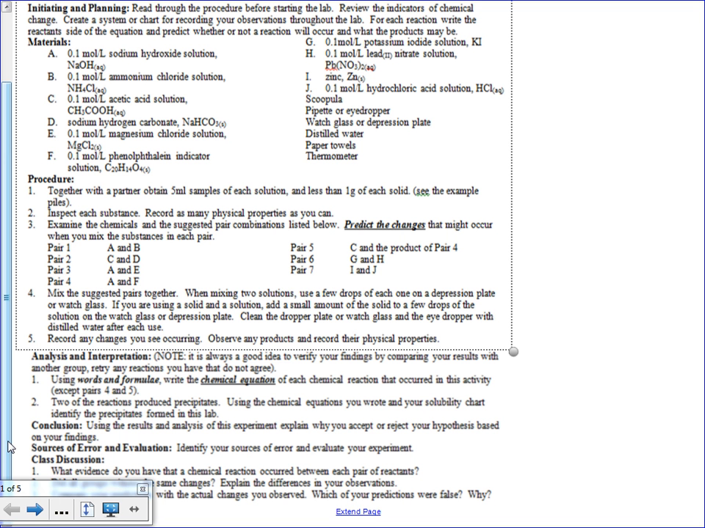Questions? If you want, you can grab a Chromebook. You have about 12 minutes or so here, and you can work on the lab report for 10 or 12 minutes. Get some of it done.